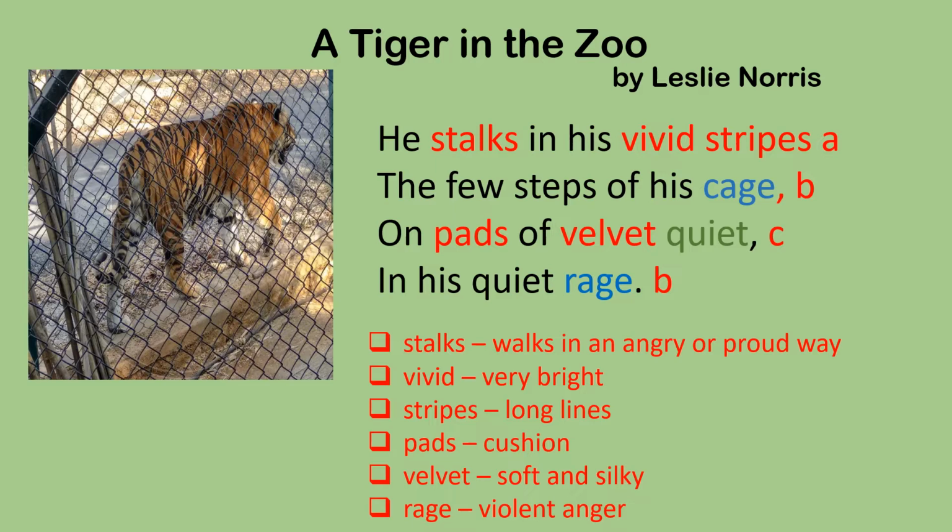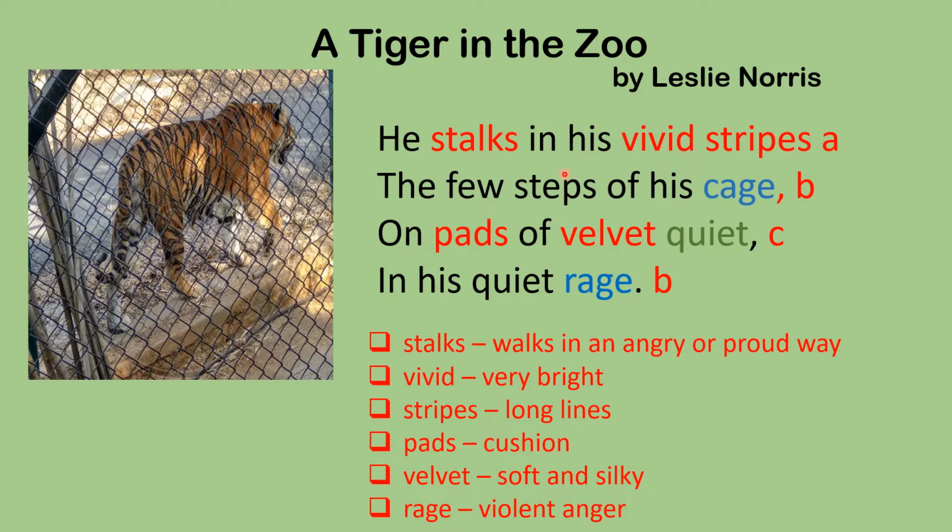Now the explanation. In the first stanza, the poet depicts a tiger, the dweller of the forest, confined within a cage in a zoo, and his restricted movement in the small space. In the first line, he stands for the tiger. He stalks. He stalks means he moves about proudly but angrily in his vivid stripes. He has a body with long bright lines.